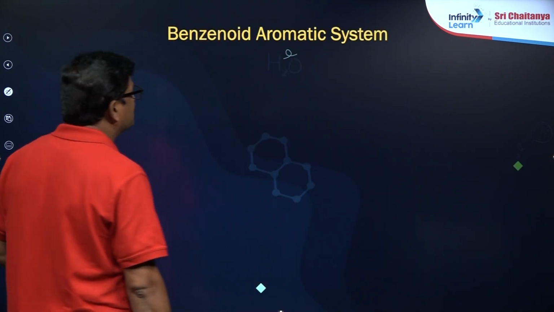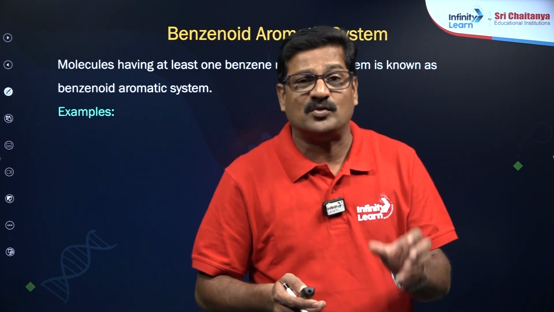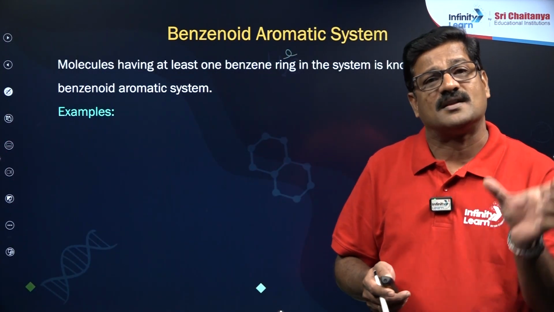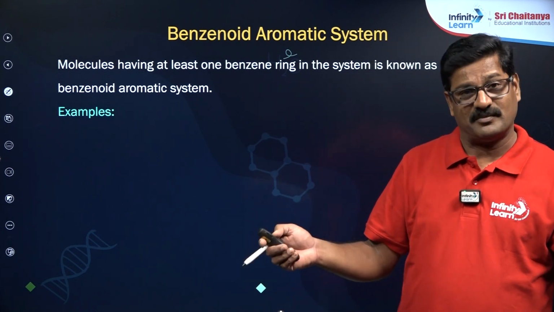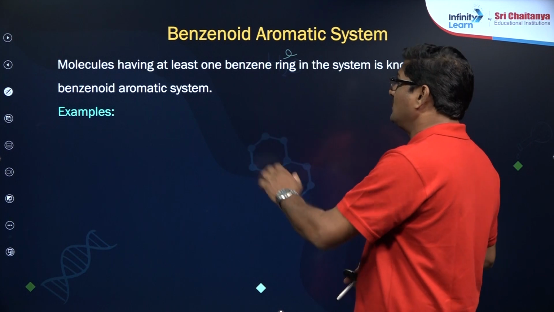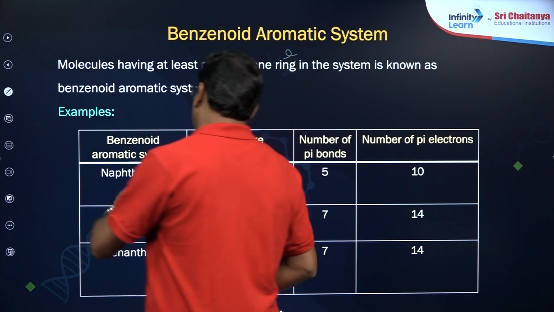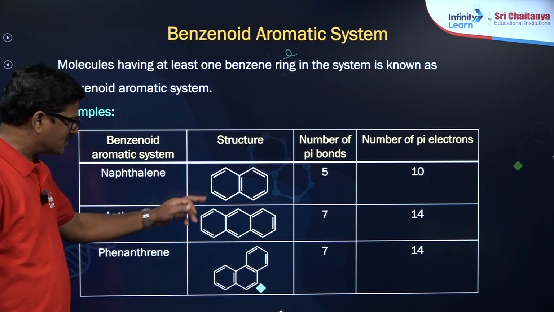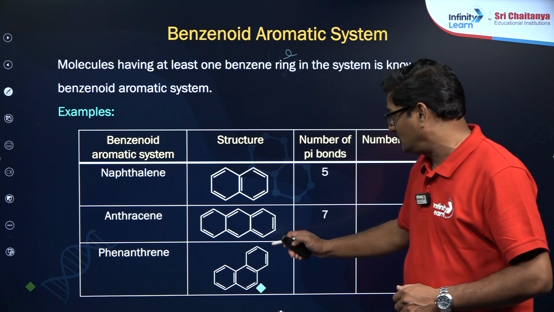Let us talk about benzenoid aromatic compounds. An aromatic compound which has a benzene structure or a resembling structure is called a benzenoid aromatic compound, and these molecules have at least one benzene ring in the system, like you can see naphthalene, this is the structure of naphthalene, and anthracene and phenanthrene.